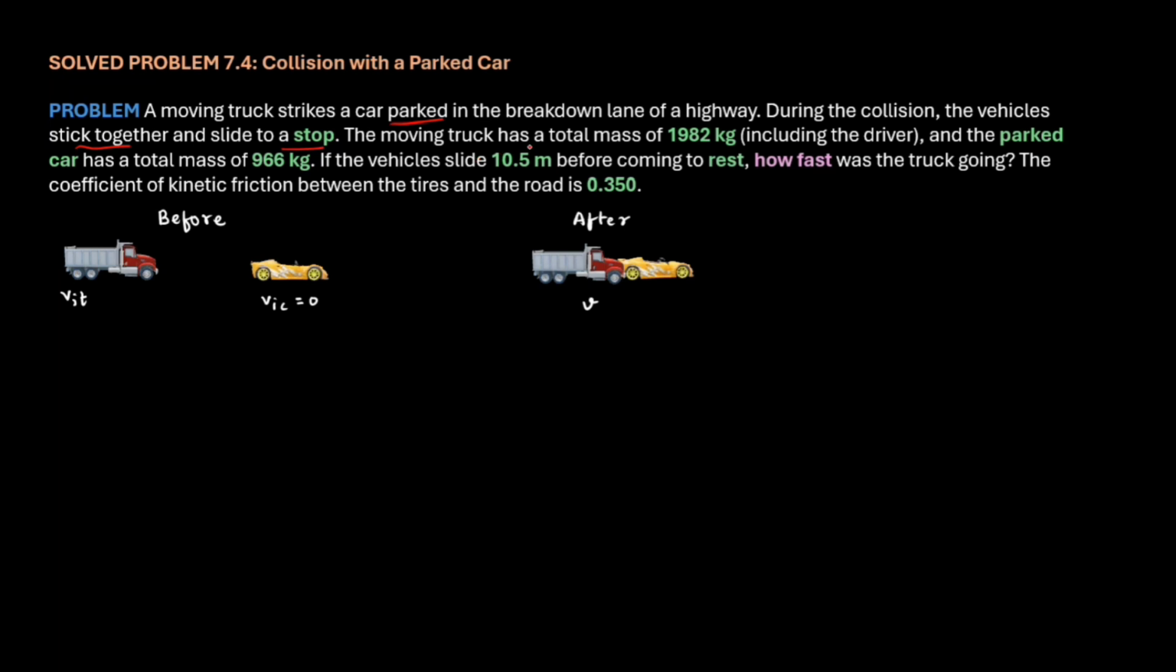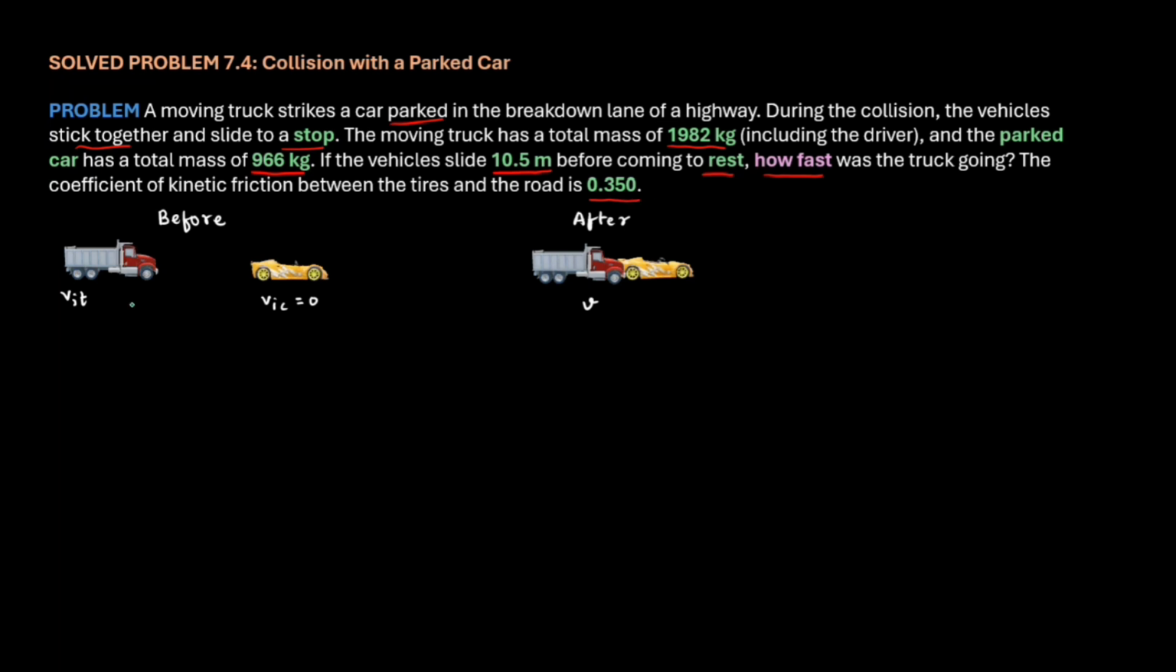The moving truck has a total mass of 1982 kg, including the driver, and the parked car has a total mass of 966 kg. If the vehicle slid 10.5 meters before coming to rest, how fast was the truck going? The coefficient of kinetic friction between the tires and the road is 0.350.